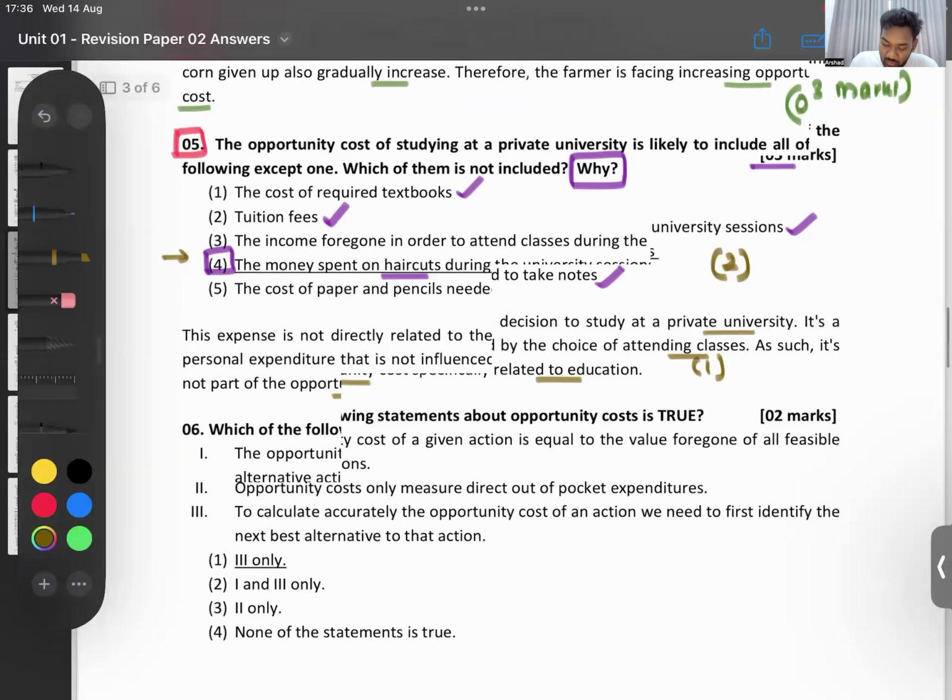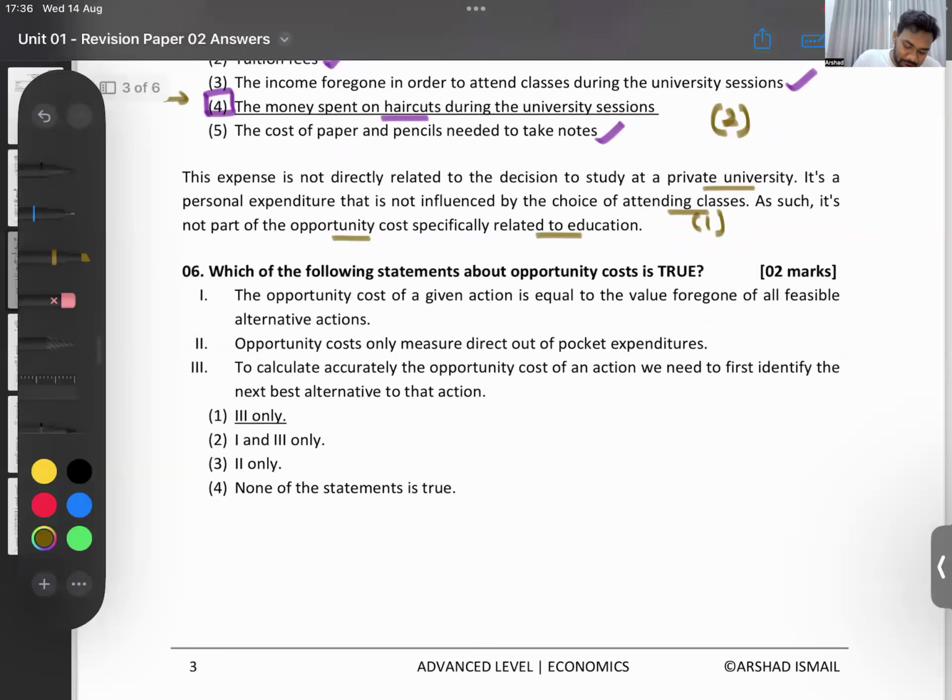Now, question 6, that's an MCQ. Question 6 is asking, which of the following statements about opportunity cost is true? So they're saying, opportunity cost of an action is equal to the value foregone of all feasible alternative actions. Is that correct, Lavan? Is opportunity cost everything that you sacrifice? Now, in my land example, is it the shopping mall and this and that? It's the next best, no? So it's not all. That is where it goes wrong.